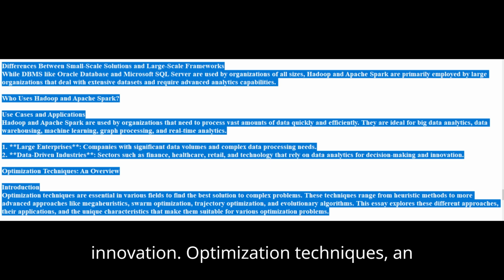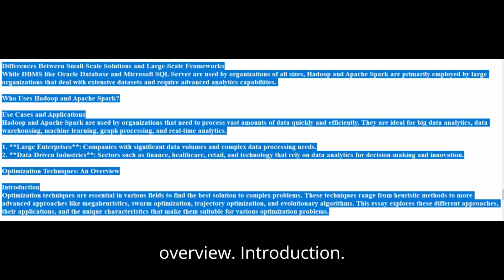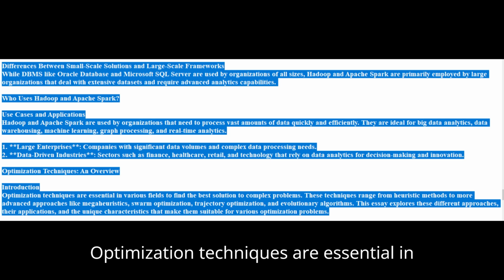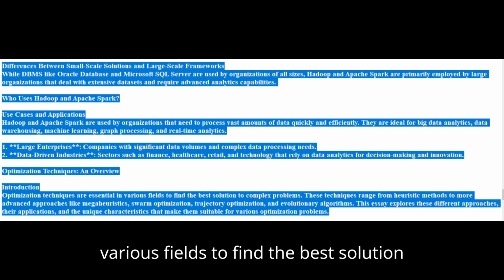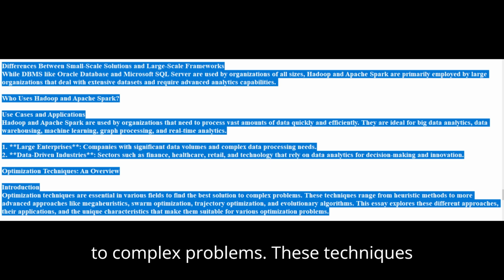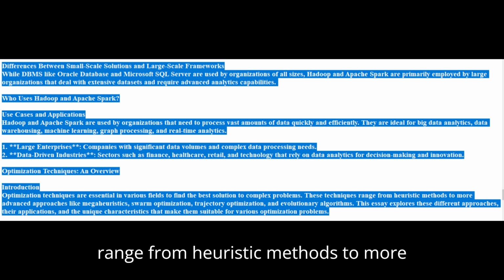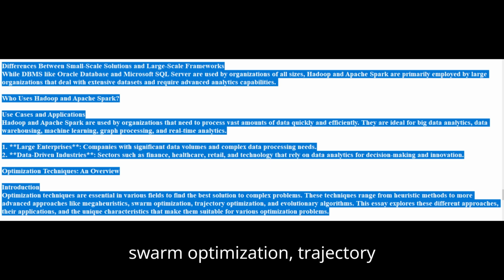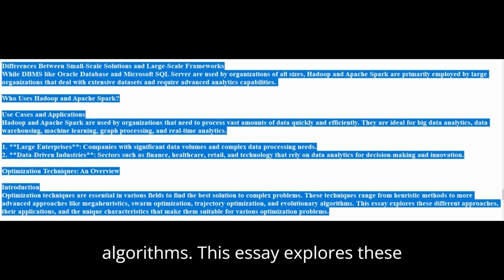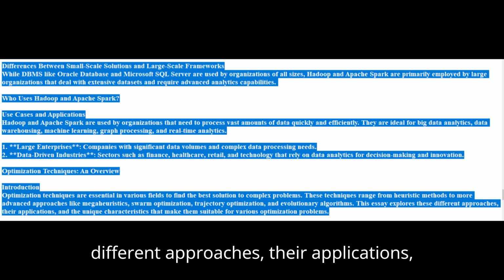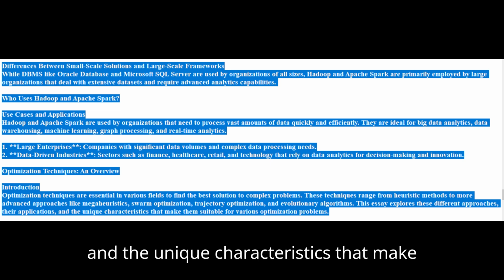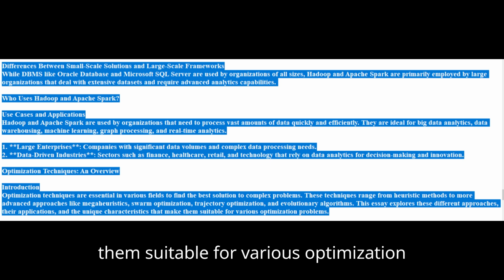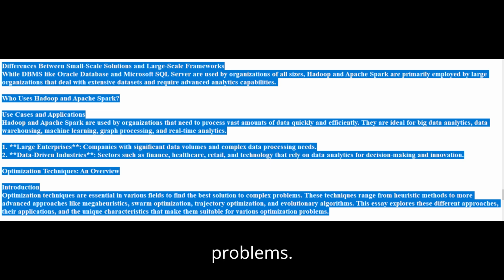Optimization techniques and overview. Introduction. Optimization techniques are essential in various fields to find the best solution to complex problems. These techniques range from heuristic methods to more advanced approaches like metaheuristics, swarm optimization, trajectory optimization, and evolutionary algorithms. This essay explores these different approaches, their applications, and the unique characteristics that make them suitable for various optimization problems.